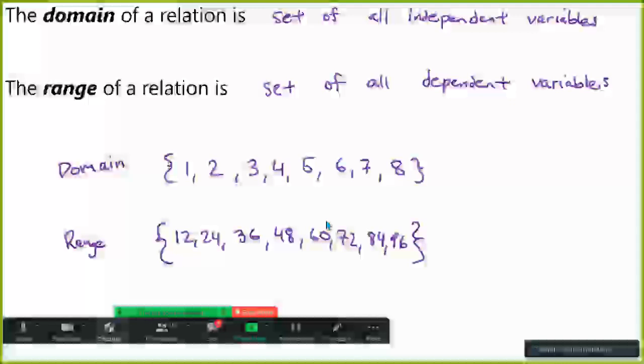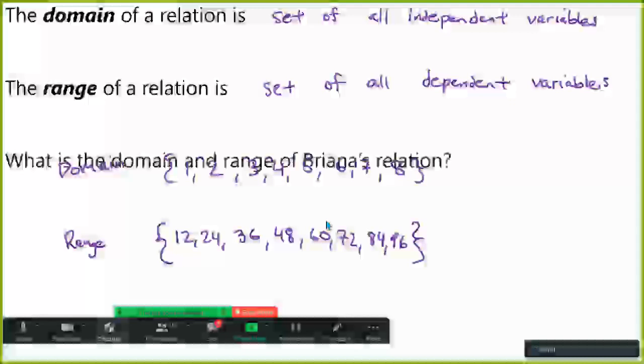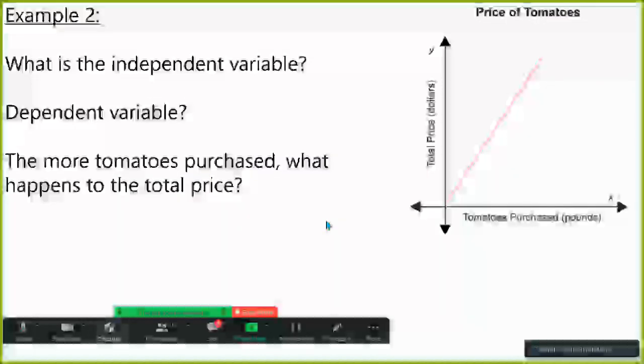Okay, I'll wait 10 more seconds if people are still writing. And then I want to look at some different examples to identify domain and range, identify independent and dependent variables, and do some more graphing. Okay, and we already listed the domain and range of Brianna's relation. Okay, let's look at a different example.